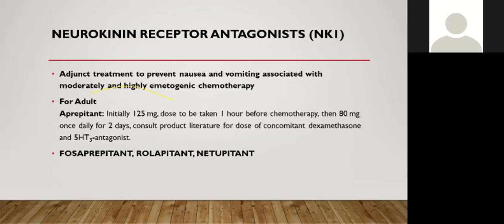So aprepitant initially 125 milligram. And other varieties are fosaprepitant, rolapitant and netupitant. Those are the other new varieties. Next slide.